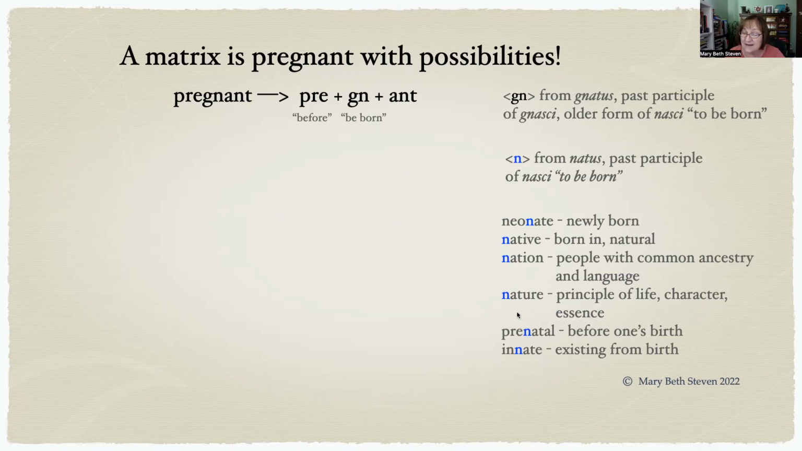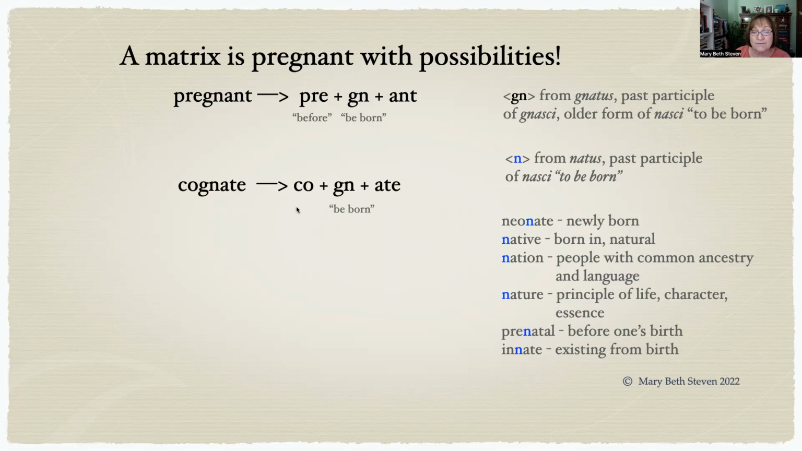Again, it's something that has been with you since you were born. Fascinating. All right, now there's one more word I'd like to turn your attention to, and that has this GN, the older form of this same Latin verb, and that is the word cognate. If you're going to do work with Etymonline, you are probably going to run into this word. And here it has that same bound base, be born.